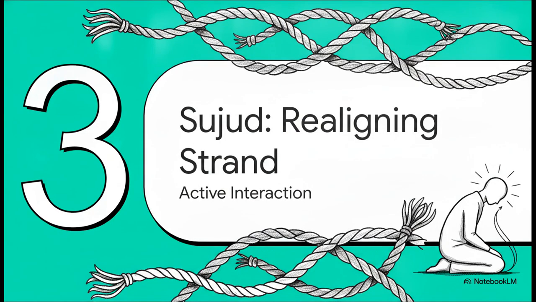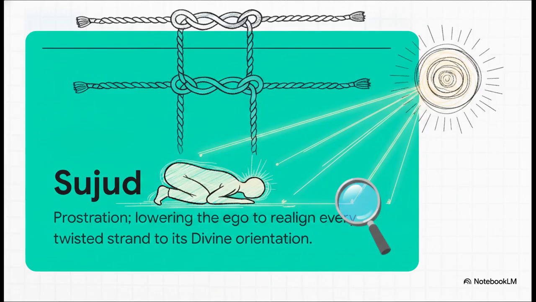Which brings us to Section 3, sujud, realigning the strand. So what happens to this twisted rope when a reader physically interacts with it? Enter the root SJD, which describes sujud, or prostration. A masjid is literally the place defined by that alignment. But in this structural operating system, sujud is way more than just a physical posture. It is the absolutely crucial act of lowering the ego, relinquishing your self-claim, your kingdom. By doing this, the reader actively realigns every single twisted strand of that masad rope back to its correct divine orientation. You return to the fitra, the original straight path mentioned in verse 30:30.